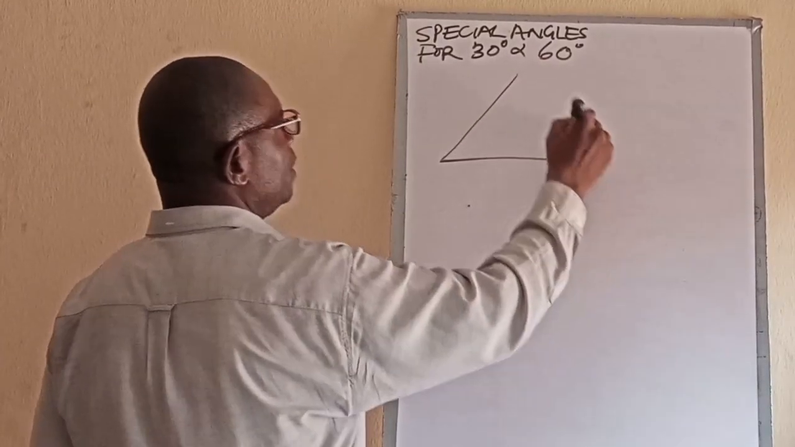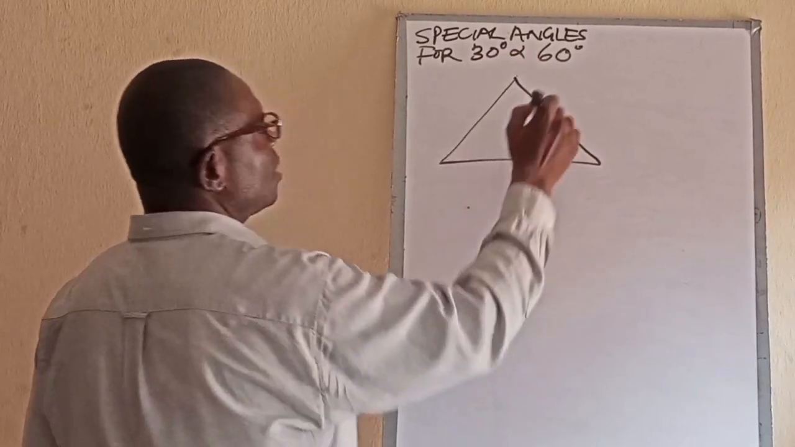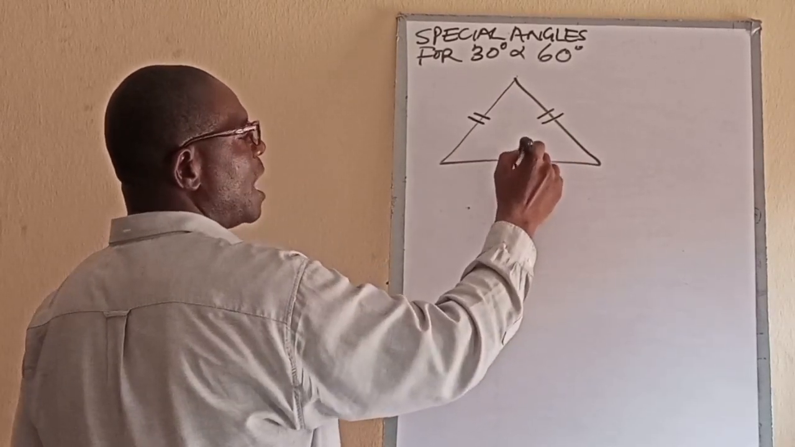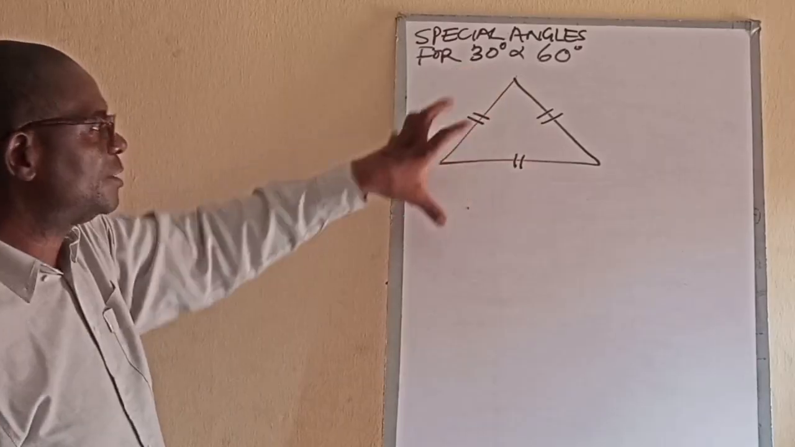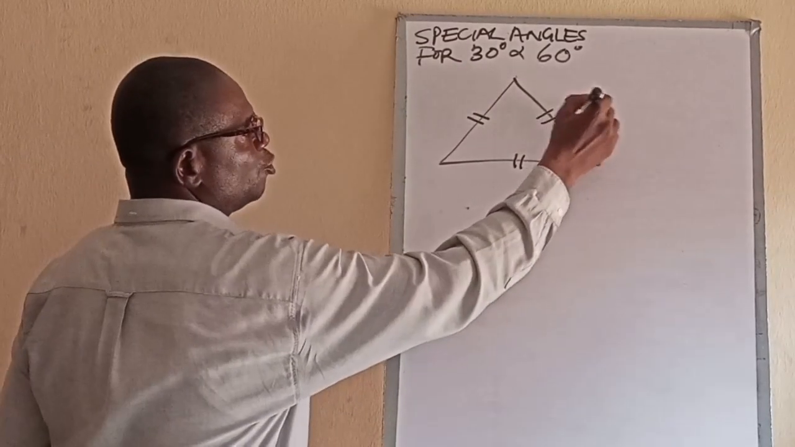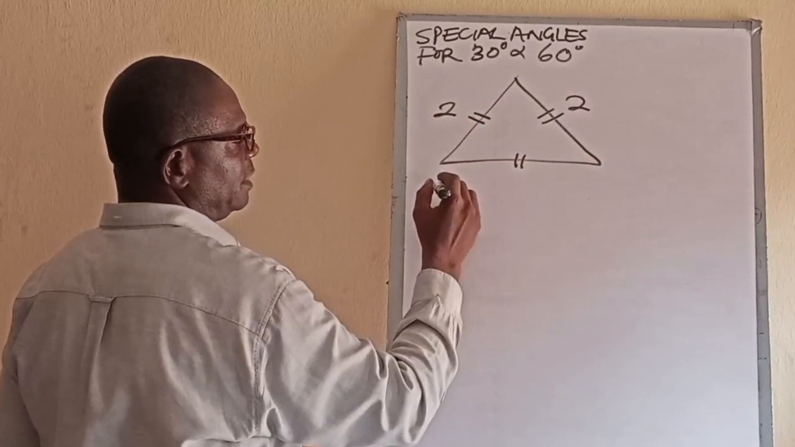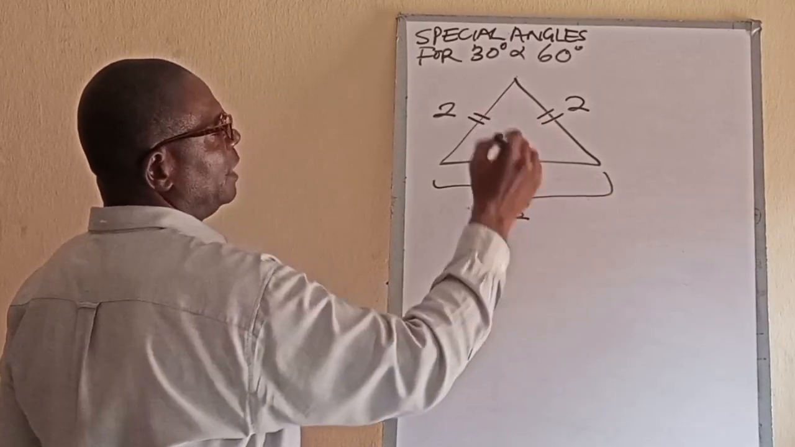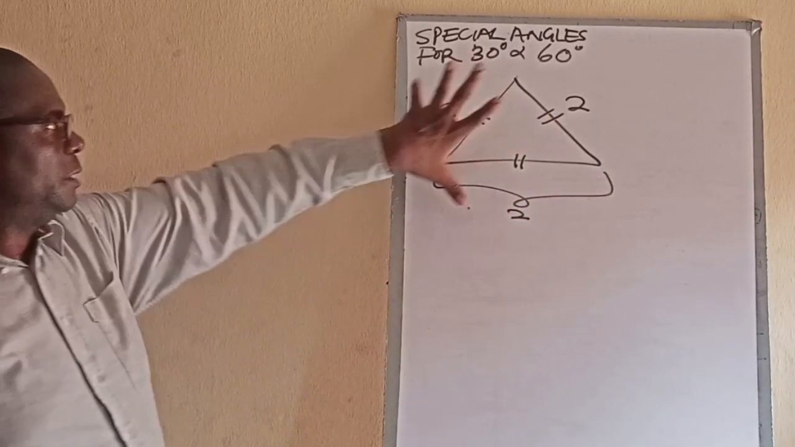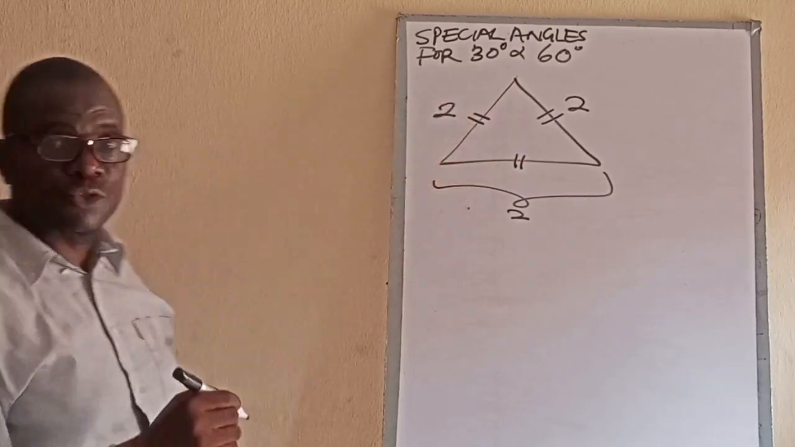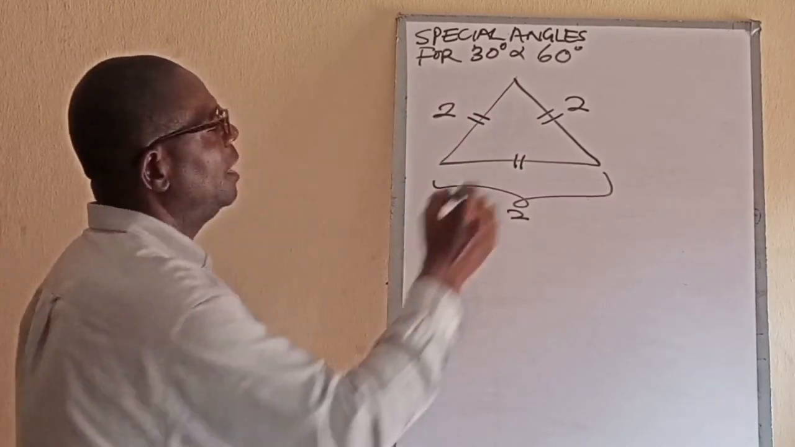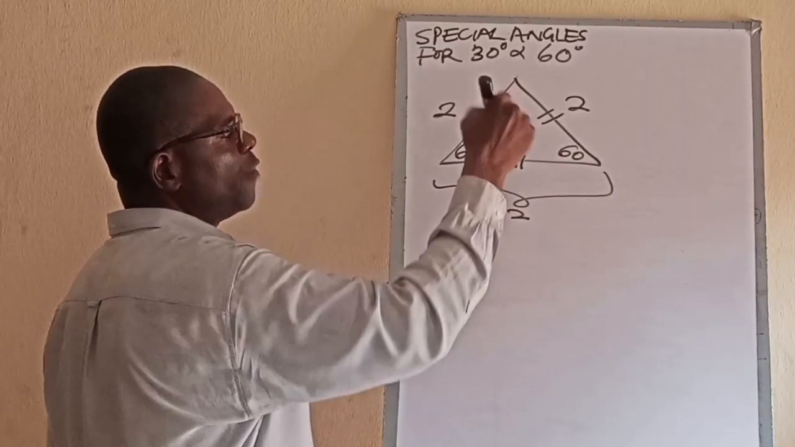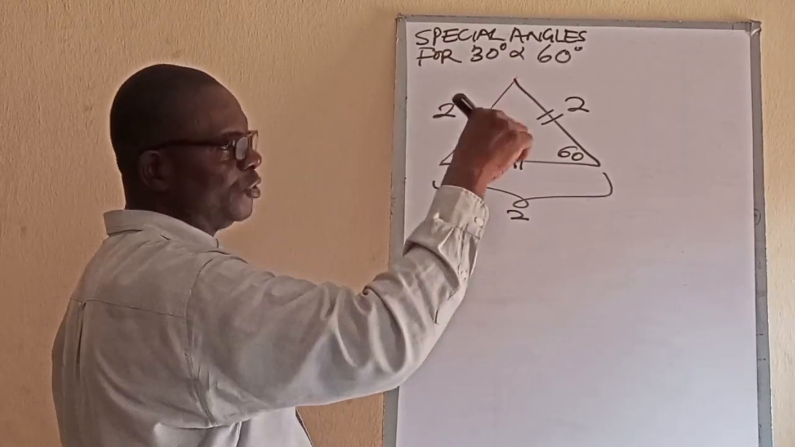If you look at the board very well, you see that the triangle is called an equilateral triangle because all the sides are equal. Being an equilateral triangle, we say here is 2, here is 2, then the bottom side is also 2. Since it has all the sides equal, all the angles are also equal. It's called equiangular. That means here is 60 degrees, here is naturally 60 degrees, and the sum of angles of a triangle is 180 degrees.